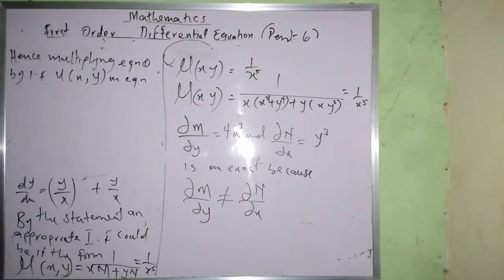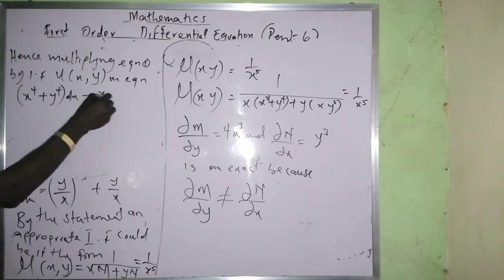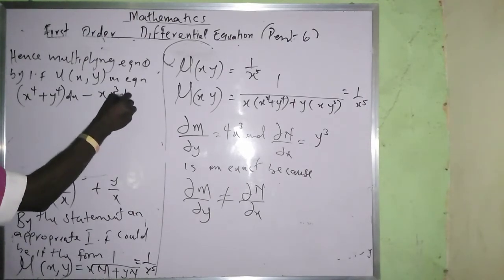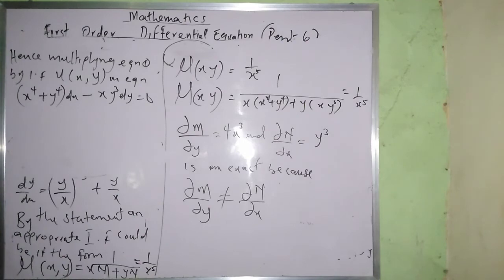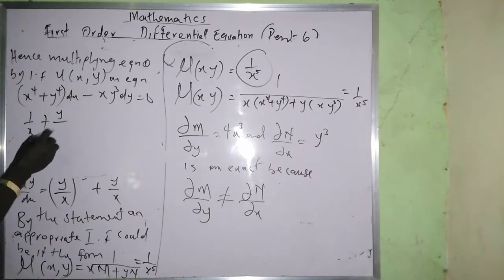If I do that, what will I be having? What's my equation? I'll be having x^4 plus y^4 bracket of dx minus xy^3 dy equals 0. Now, if I multiply with all this, I'll be having 1 all over x, minus, sorry, is it minus? Okay, it's plus.